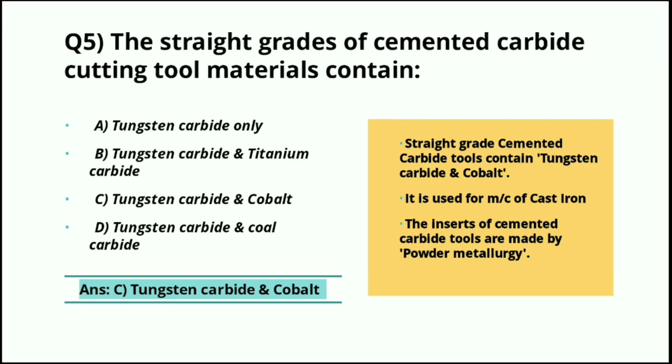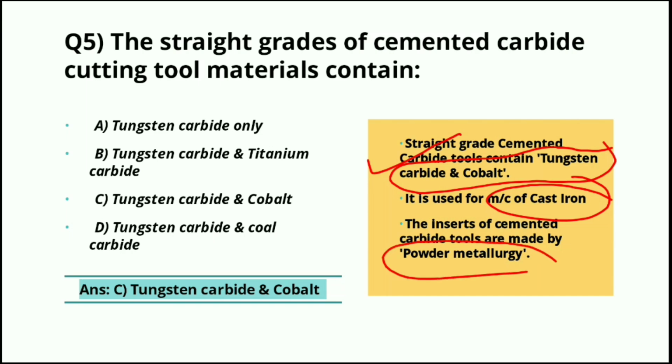You should remember that straight grade cemented carbide tools contain tungsten carbide and cobalt only. It is used for machining of cast iron. The inserts of cemented carbide tools are made by powder metallurgy. So the right answer is that straight grade carbide tools are made of tungsten carbide and cobalt. Now we will see our next question.